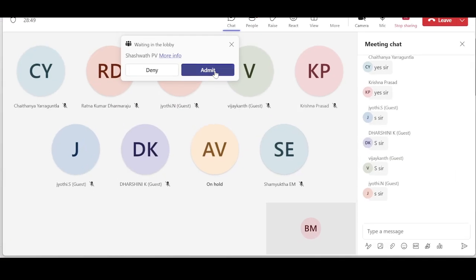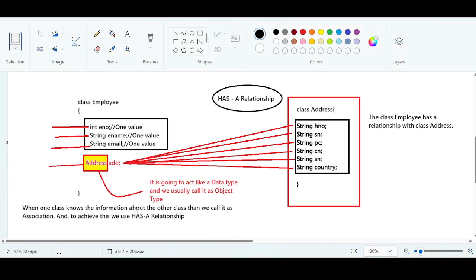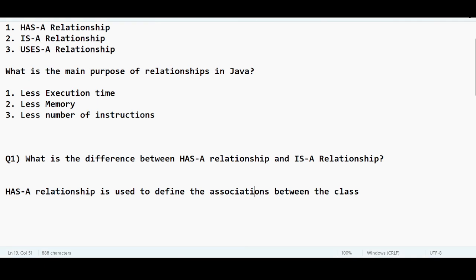Guys, if you have an option to admit, you can admit. A has-a relationship is used to define the associations between the classes. What is an association? Just now I said, when one class knows the information about the other class, then we call it an association. Class employee is able to know some information about class address. So it is an association. Very simple. Because this address is not a data type, it is a class type. This class has some knowledge about the class address. So there is an association. That's what I said: a has-a relationship defines the associations between the classes.